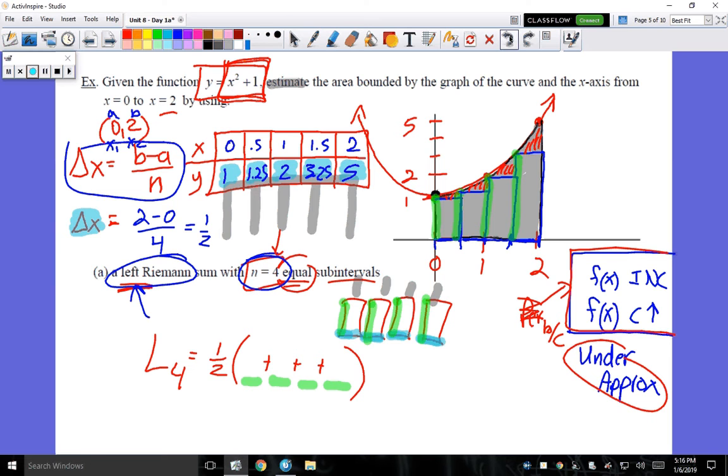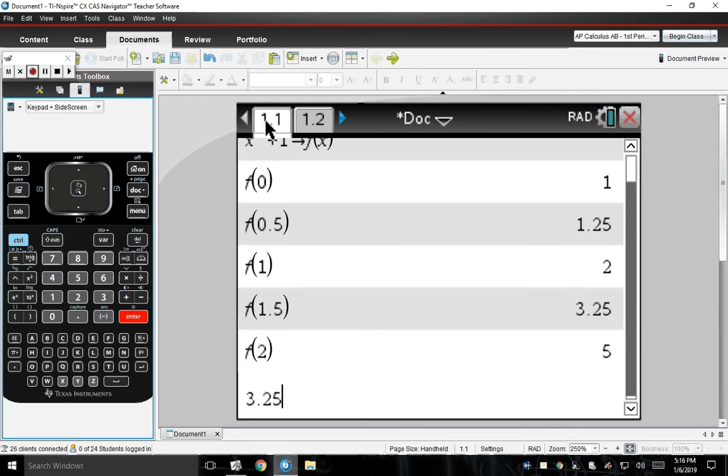So if those are the y values, we want to do the left Riemann sum. I'm going to pick up the pace just a little bit. That means these 4 numbers here, 1, 1.25, 2, and 3.25, will go here. And then that will give you your approximation. Let's go ahead and put that into our calculator.